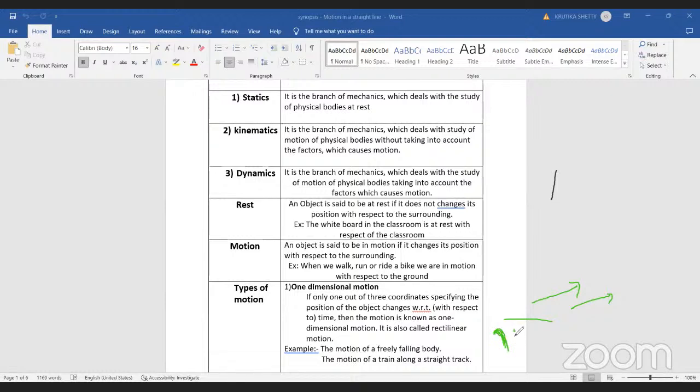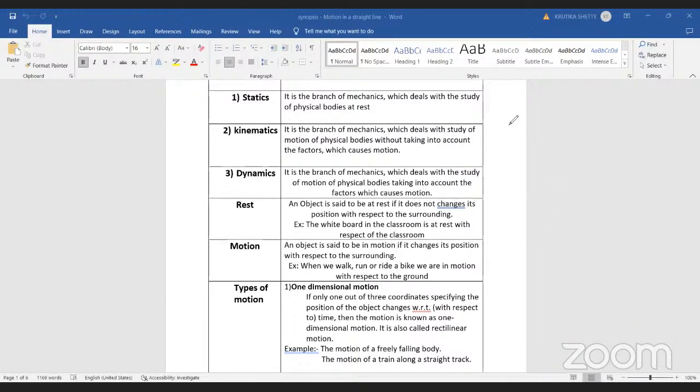So I will consider that on top of the building, you are throwing one ball or a paper or something. Then what happens, the body will move along a straight line path. So this is one example. The motion of a train along a straight track. You know the train is moving in only one particular direction. So this is also an example of one dimensional motion. Correct?